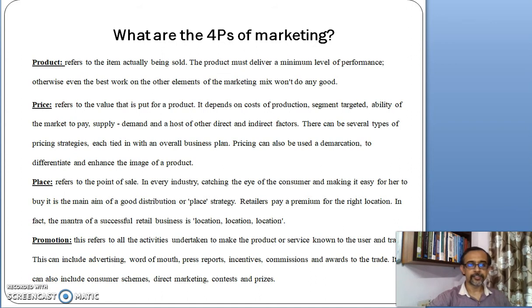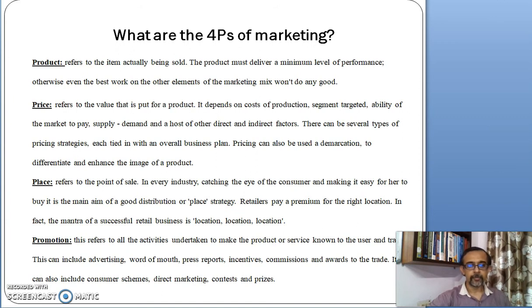Next is place. Place refers to the point of sale. In every industry, catching the eye of the consumer and making it easy for her to understand and buy is the main aim of good distribution, or place distribution. Retailers pay a premium for the right location. In fact, the mantra of a successful retail business is location, location and only location.